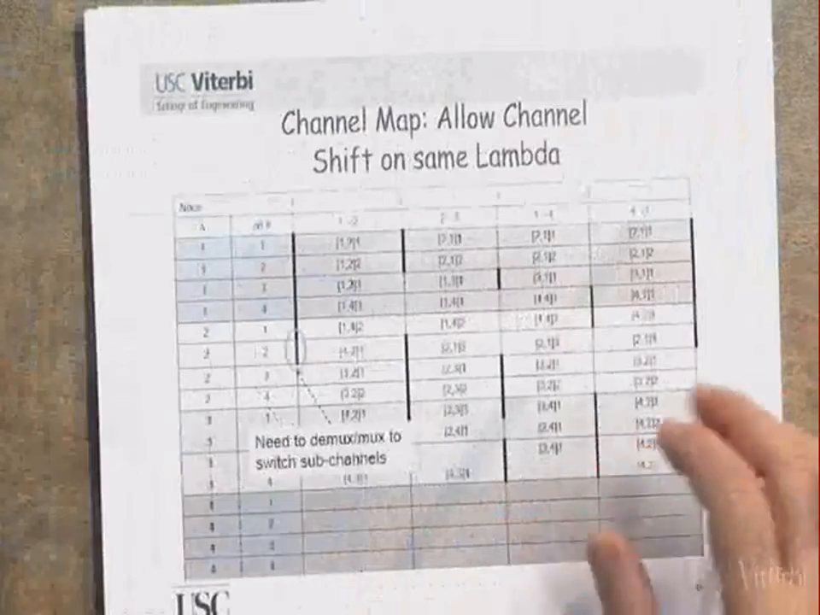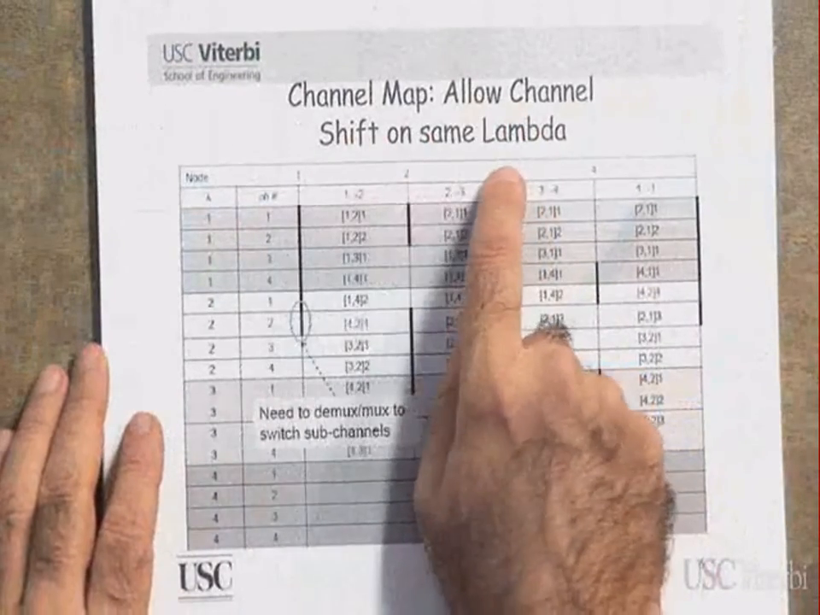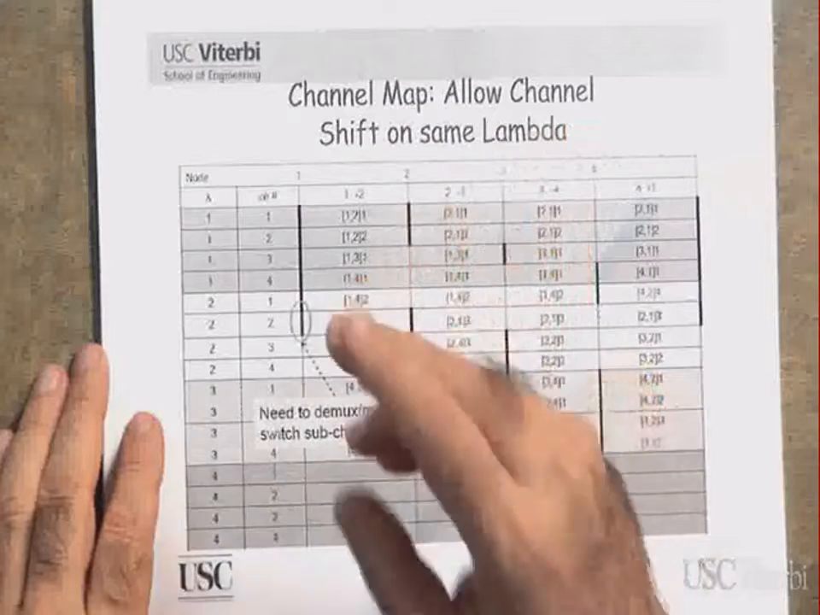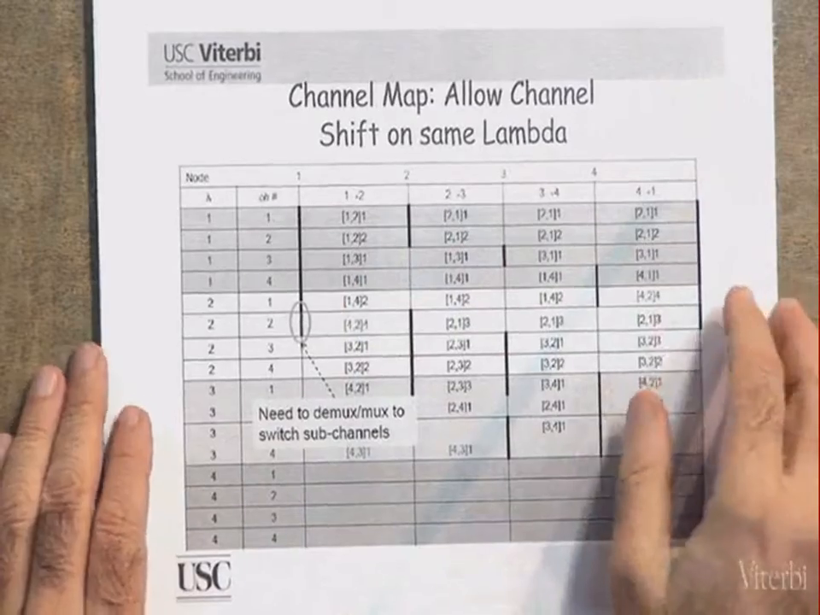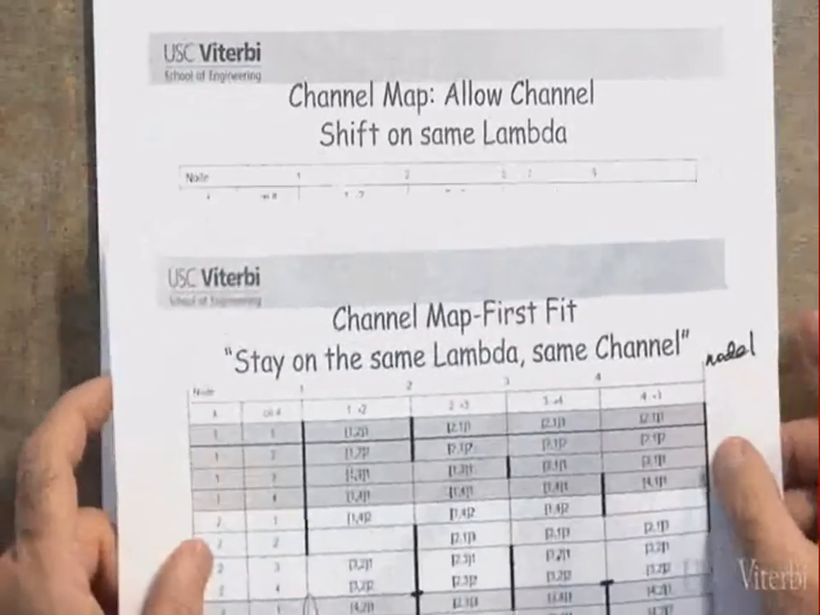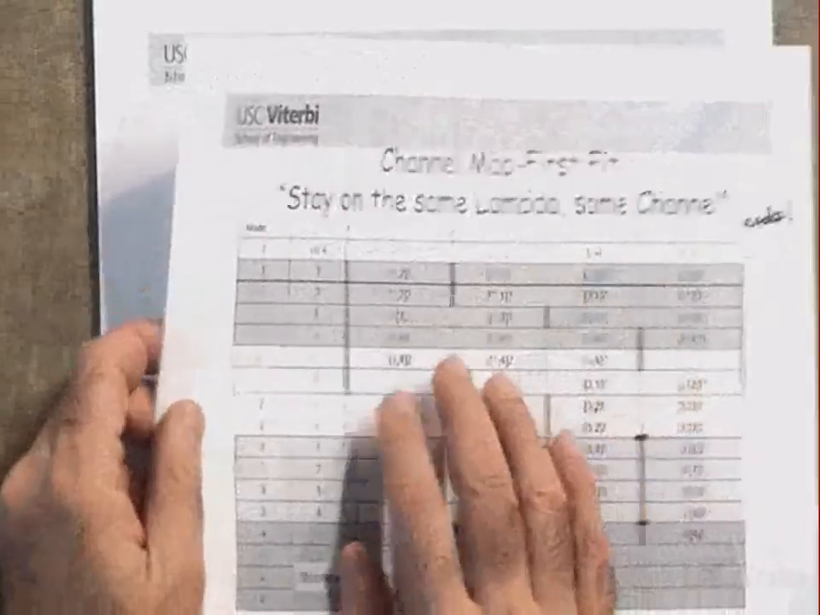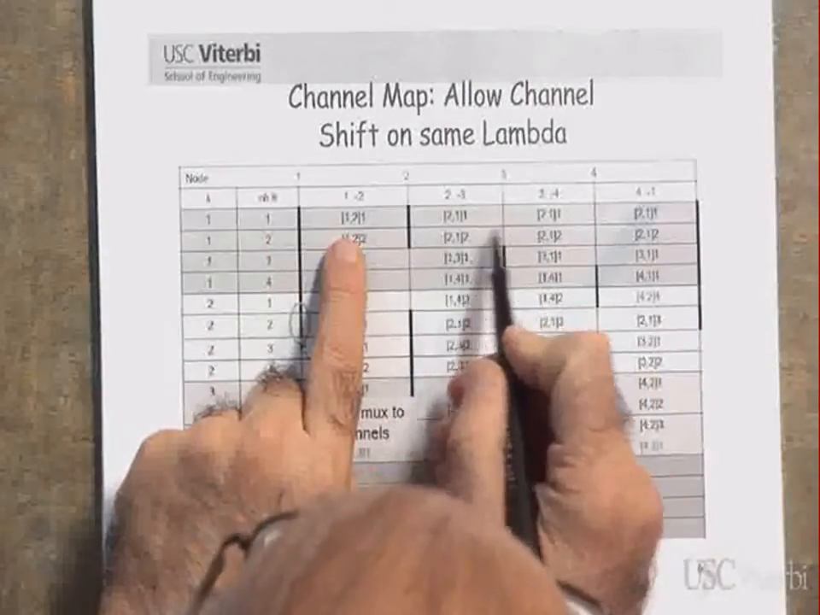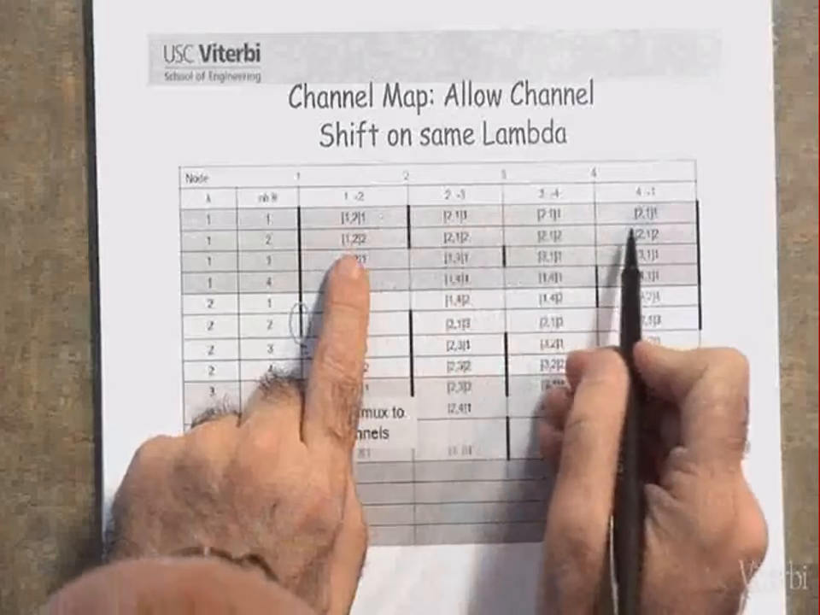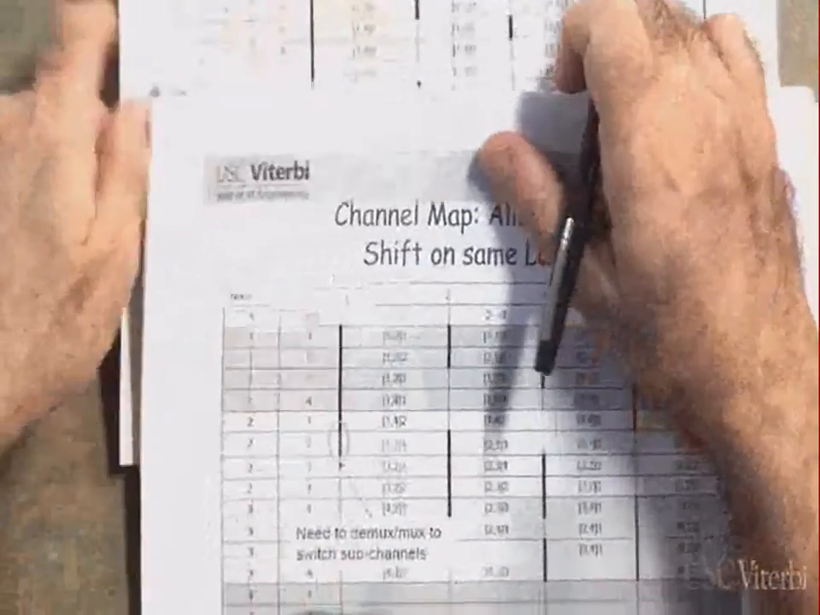Let's see if you can help. Allow channel shift on the same lambda. Allow shifting the channels, but on the same lambda. Let's see if you can help me. I want you to see what happened in here and what happened in here. The 1 and 2, the 2 and 1. This so far is the same. Compare this one with the previous one. Let's put it together so that you can see.